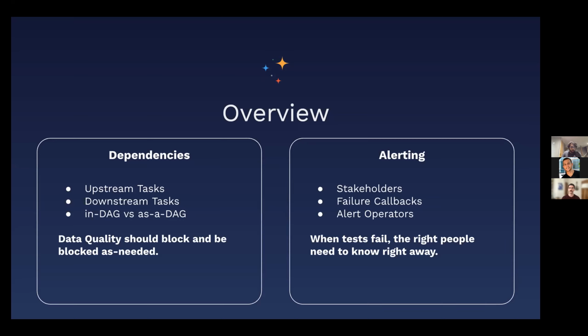And finally, alerting. We care about our stakeholders. We care about what to do when tasks fail. And we care about the different ways we can use operators to alert our stakeholders. The big takeaway is when tests fail, the right people need to know right away. This can't be something where we fail and we find out about it a week later. The whole point of data quality is that we know when things are failing and we know how to fix them right away.